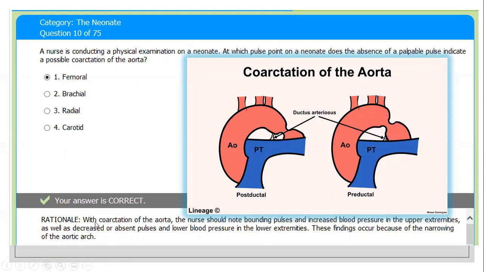So the rationale said, with coarctation of the aorta, the nurse should note bounding pulses and increased blood pressure in the upper extremity, as well as decreased or absent pulses and lower blood pressure in the lower extremity. And these findings occur because of the narrowing of the arch of the aorta.